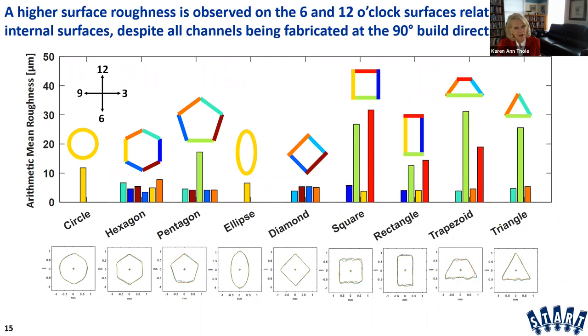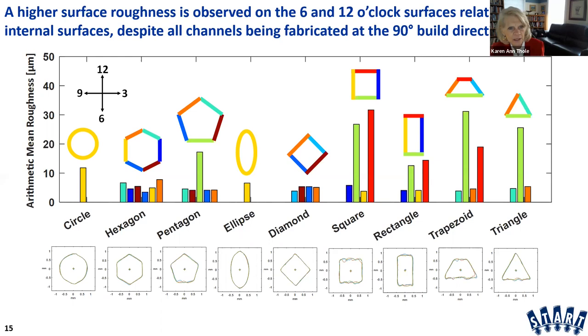So one of the things that we found that actually became a mystery to us, now flipping back to the additive manufacturing piece, is we found that there were different levels of roughness on each surface of the channel that we made. And so on the right here, this very colorful graph shows for every colored surface what the roughness levels are. So if you pick on the square, for example, you see that the red surface and the green surface have much higher roughness levels than the blue and the yellow. We call that the 12 o'clock surface and the 6 o'clock surface.